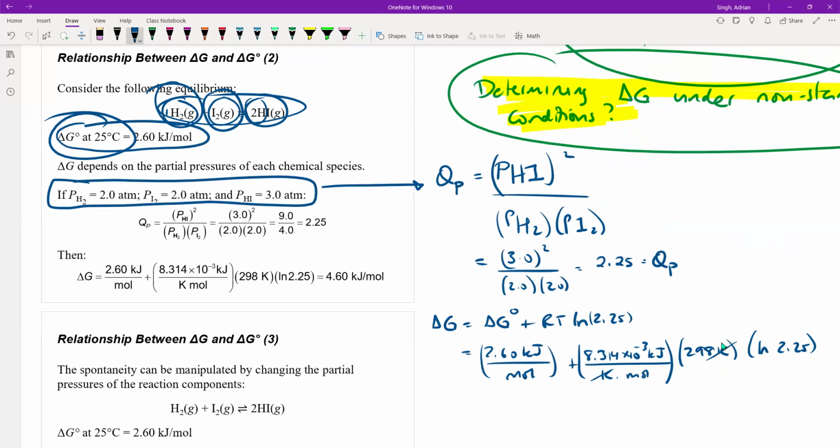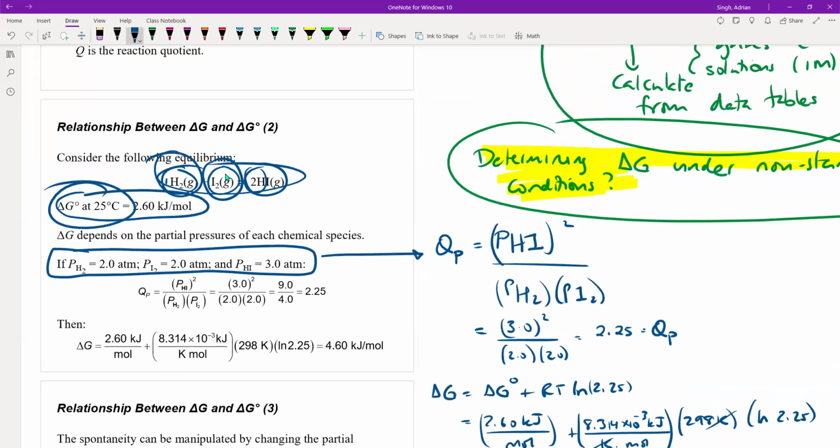What we're left with then is kilojoules per mole as our unit. And we substitute those into our equation, we end up with 4.60 kilojoules per mole. So we can calculate delta G if we can calculate delta G naught, delta G standard, and if we have a balanced equation provided, we have the concentrations, or if we have the partial pressures, we can use that instead of the concentrations if everything is in the gas phase.